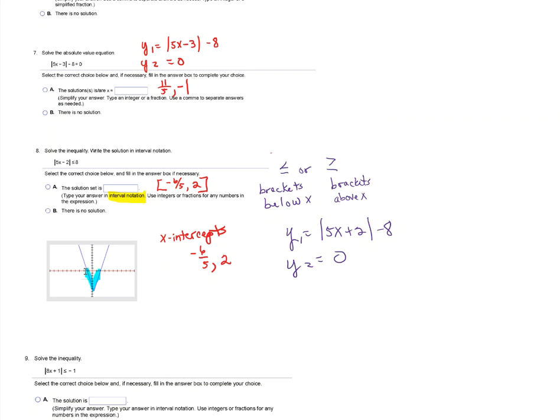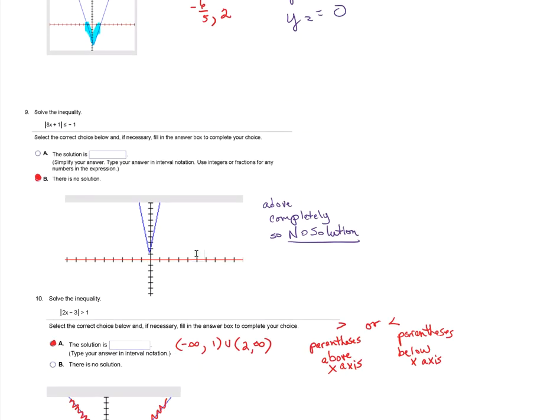That one's going to be your -6/5. This is going to be 2. And it is between those two numbers. It says use interval notation. That means not the inequality thing. We want brackets on both ends because it's less than or equal: [-6/5, 2].